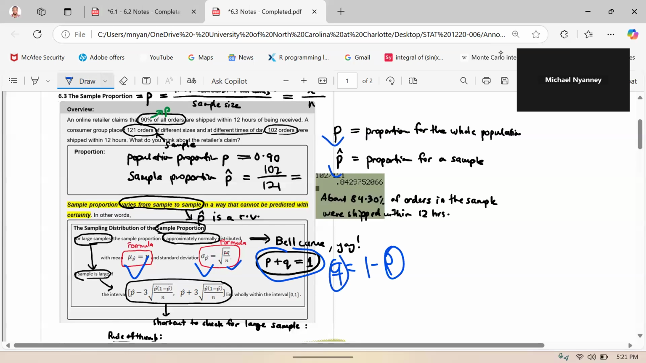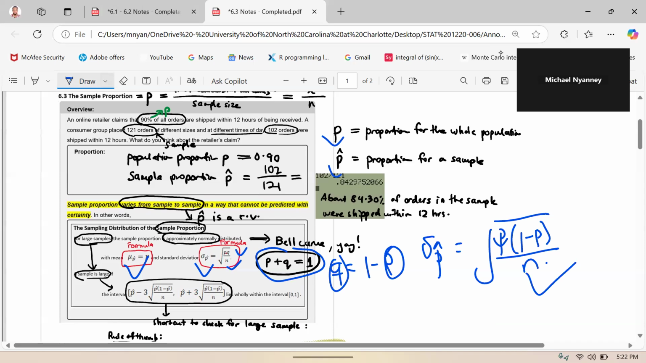In case you want to rewrite this formula, then you can have sigma of P hat equal to the square root of P multiplying 1 minus P, all over N. So this is the same as the formula that we see here. Okay, so if it confuses you, you know your P here. Subtract from 1, divide by N, take the square root to get your standard deviation.